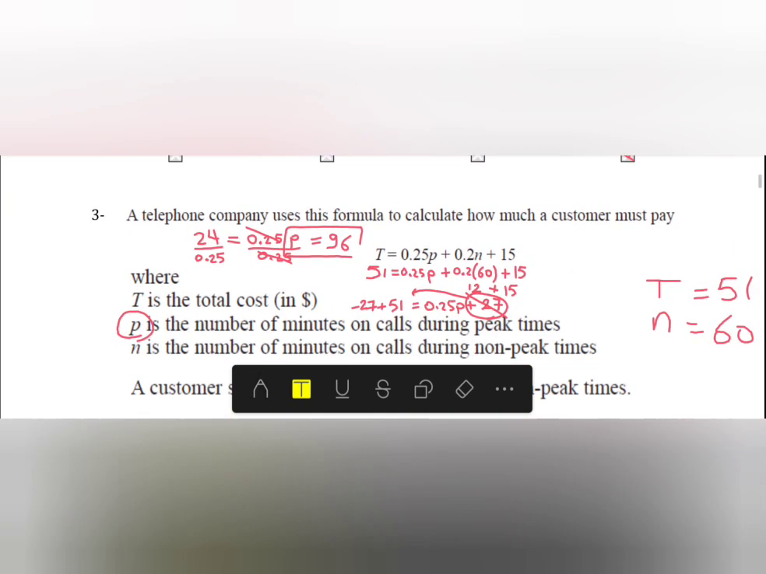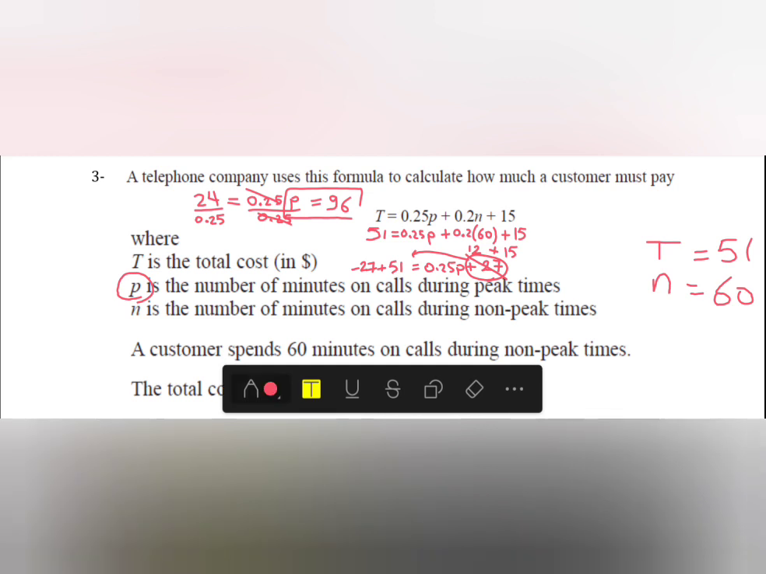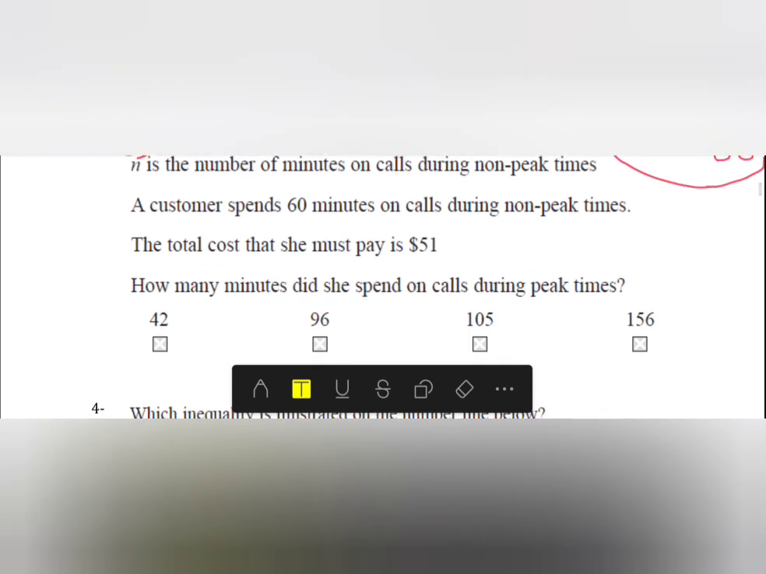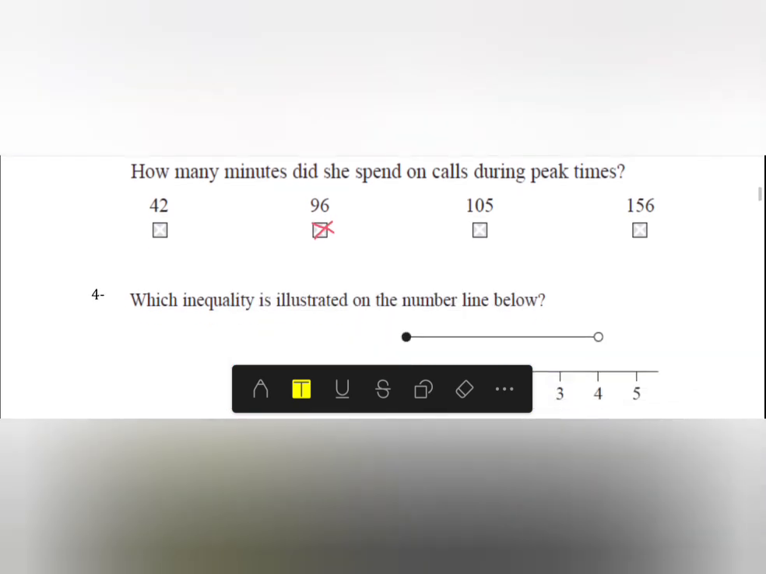And this is how I answer a question like this. So first thing I did is I took all of the numbers that were given to me in the question, and then I substituted them in this formula. And then I found the value of p by completing the calculations. And then I found out that p, or the peak time minutes, is 96 minutes. And this is how you answer a question like this. Now, let's move on to the next question.